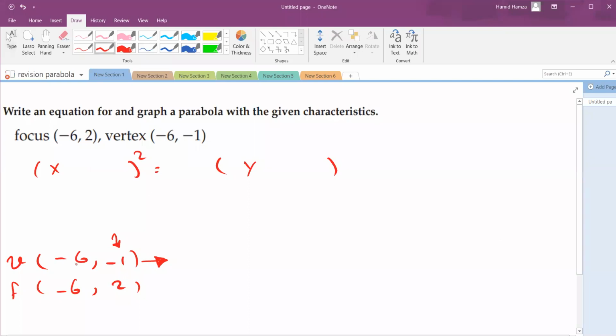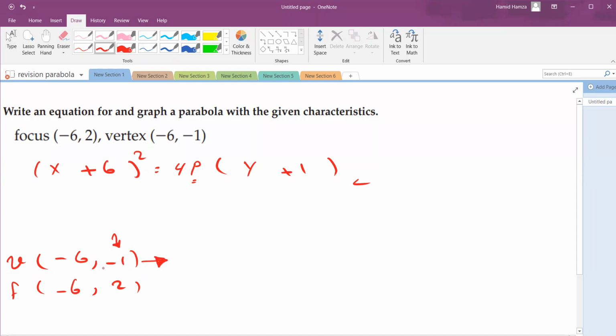Because we took them with a different sign, we'll write them back with a different sign also. So it will be positive 6 and positive what? Positive 1. So the equation is almost finished. What did I want to find? We have 4p. We wanted to find the value of p. If you find p, the equation is finished.